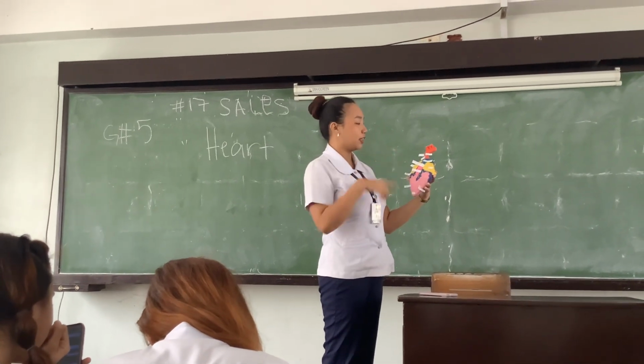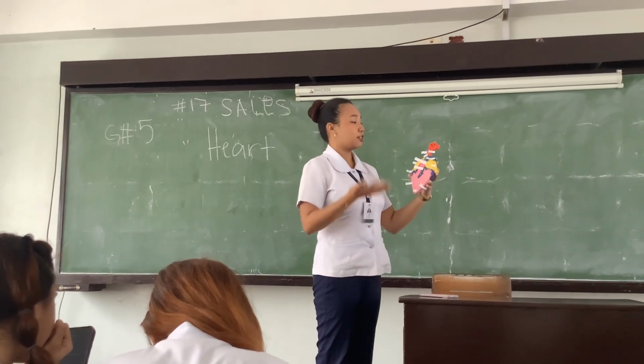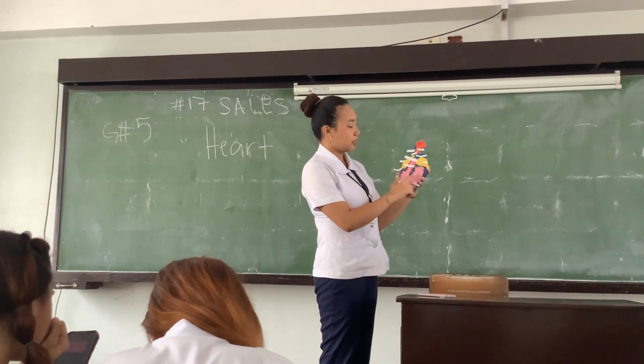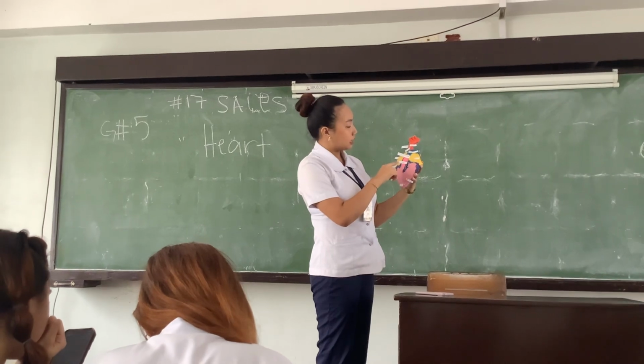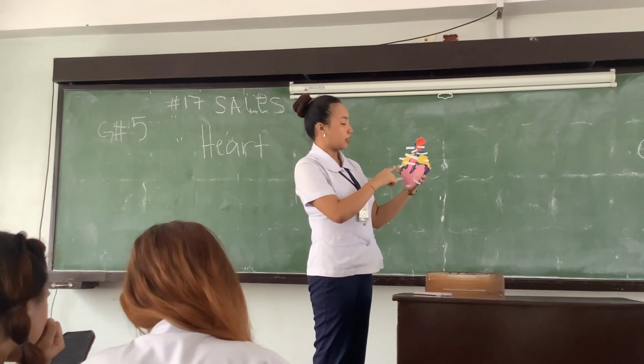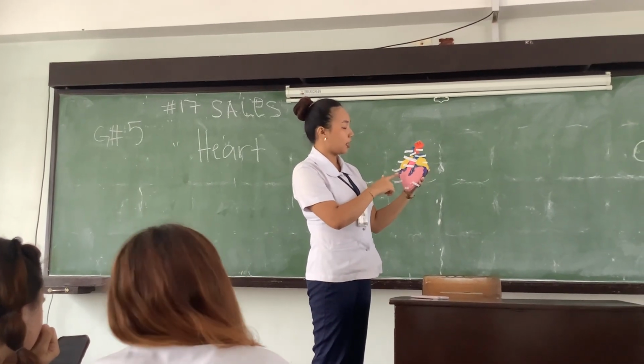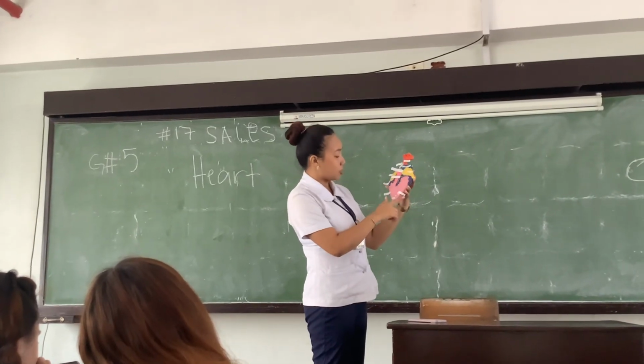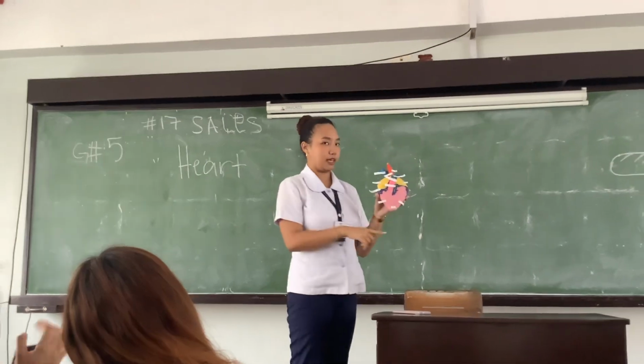We have here the aortic arch, the ascending arch, the superior vena cava, the left pulmonary artery, the left atrium, the anterior interventricular artery, right atrium, the right coronary artery, the great cardiac vein, left ventricle, and the right ventricle and the apex.